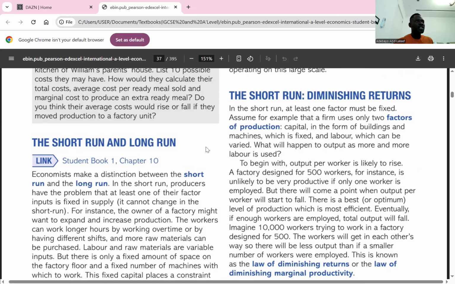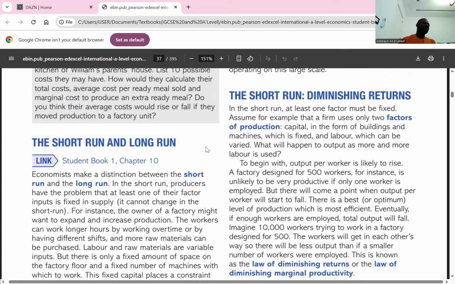The car will diminish. Do you understand? So that strain on that equipment that is constant is what we call diminishing returns. Do you understand diminishing returns there? Any question about diminishing returns? No, sir.